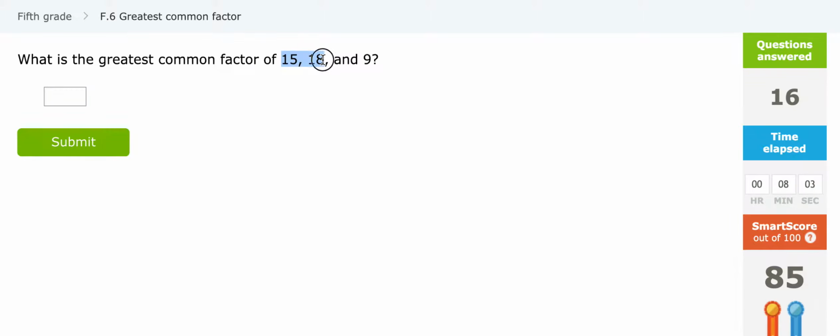Going on from here, this is 2 times 3, this is 2 times 3 times 3, and this is 2 times 7. No 3s here, but they all share at least 1, 2, so there we go.